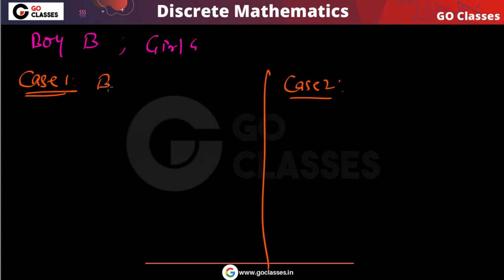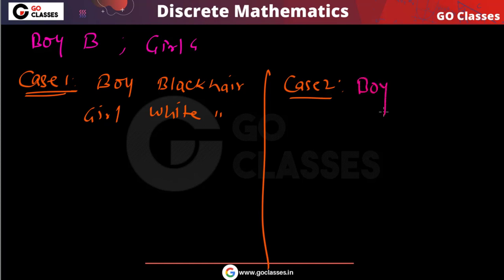So in case 1 I am assuming that the boy has black hair, and let's assume the girl has white hair. Because remember, this is already given to you that there is a boy, there is a girl. Also it is given that one of them has black hair, one of them has white hair. Now we don't know who has black hair, who has white hair. We don't know whether the boy has black hair or white hair. So we can create two cases.